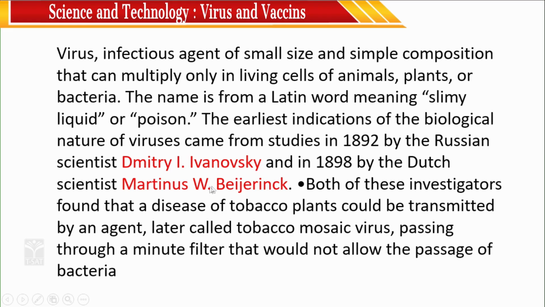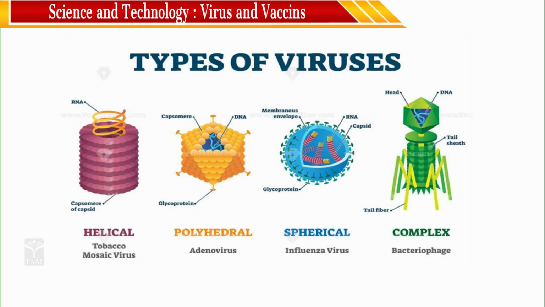Viruses were first identified by Ivanovsky and Beijerinck, who were the Russian scientists who initially identified what a virus is. The first virus identified is the tobacco mosaic virus. Based upon their shape, viruses are classified as helical, polyhedral, spherical and complex. These are the different varieties on the basis of the structure they have, into which viruses are classified.